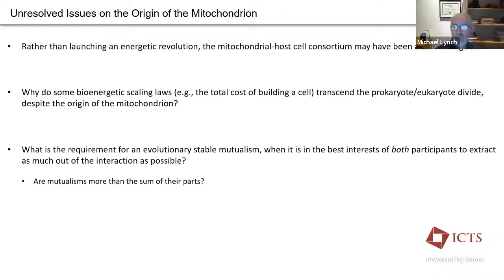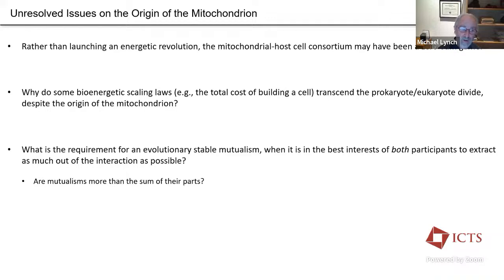What was the requirement for the evolution of a stable mutualism? That's what the mitochondrial eukaryotic cell host consortium was. It is an obligate mutualism now. But is it true that the partners in this interaction are better off than they were before?